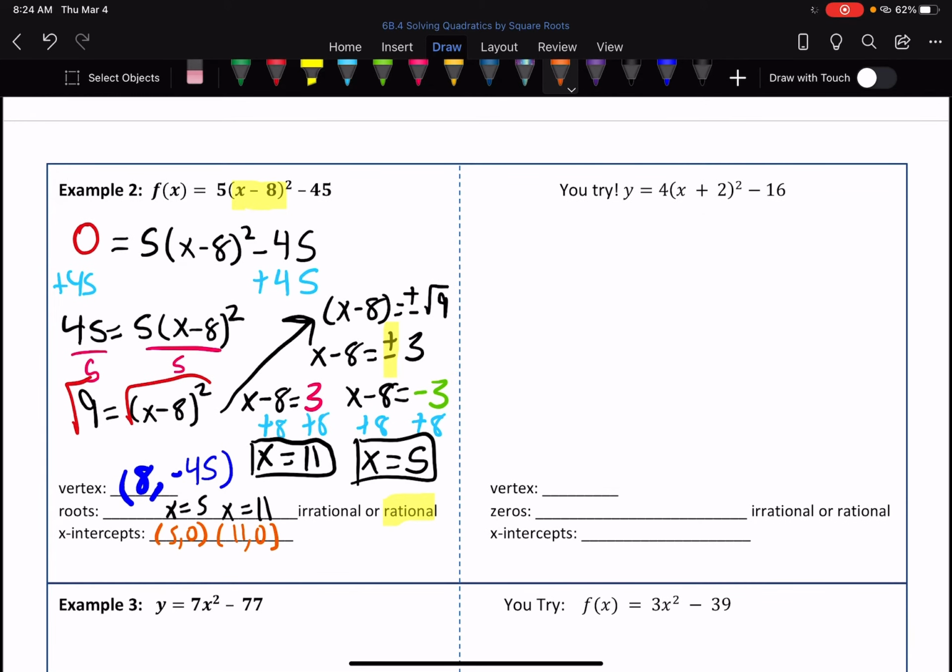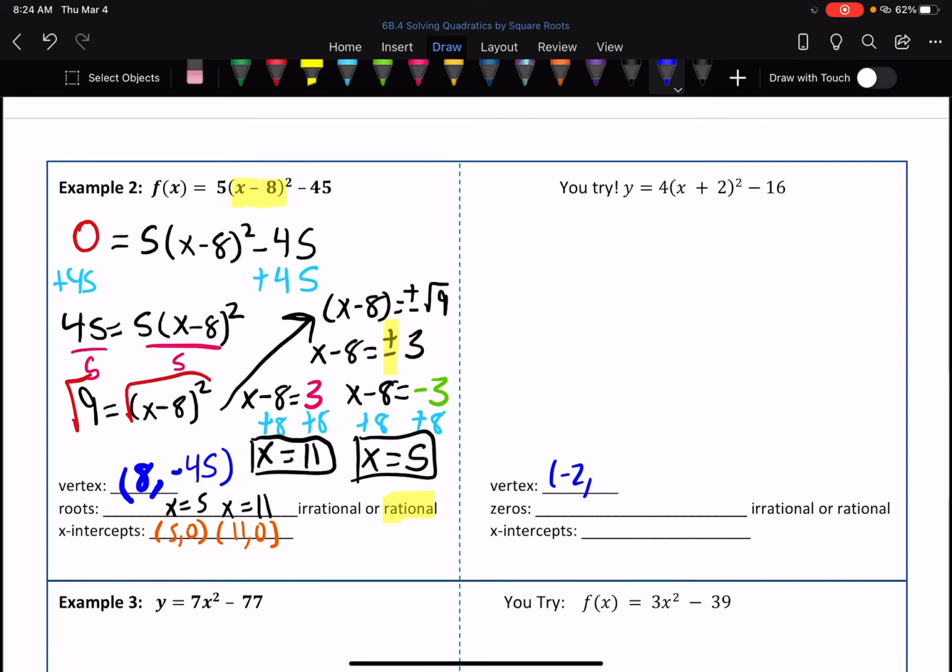So let's look at this Your Try. Looking at this first, we know it's in vertex form, so let's write out our vertex. Our negative h in this case is going to be negative 2. So we take whatever's inside the parentheses and change the sign. And our k value is negative 16. So our vertex is at negative 2, negative 16. And now we're going to solve using the square root method. So I have 0 is equal to 4 times (x plus 2) squared minus 16.